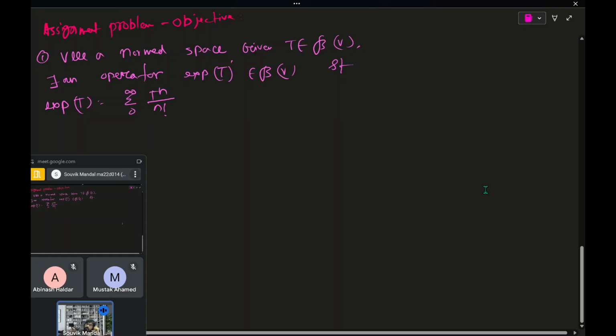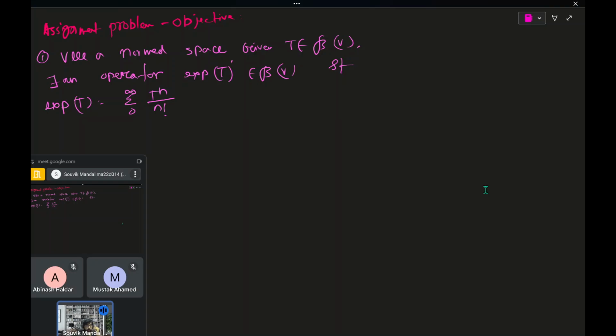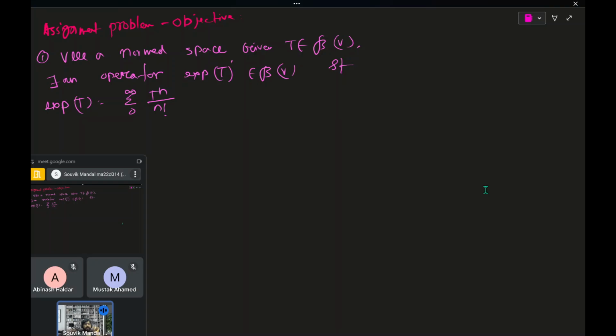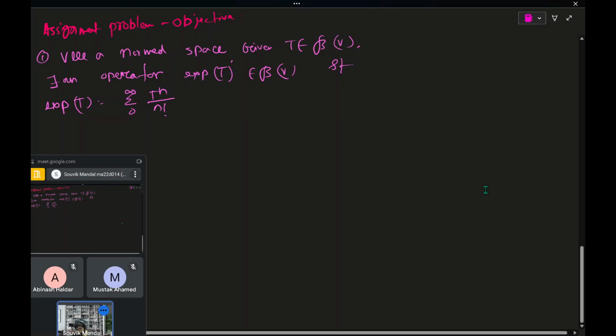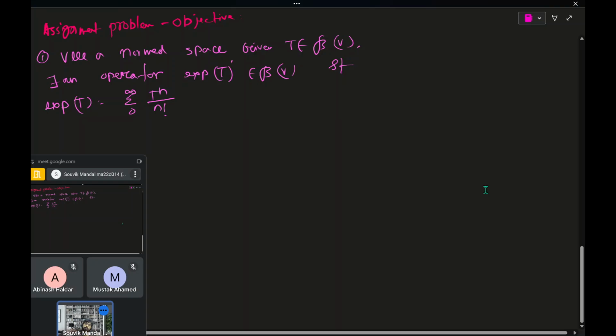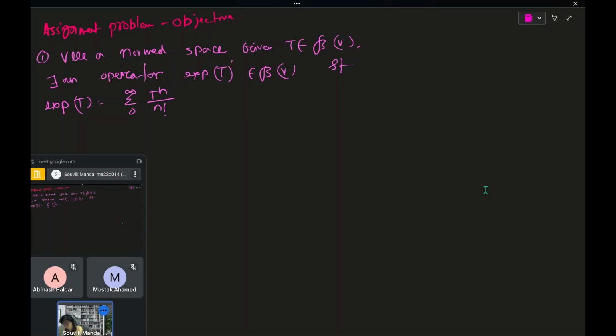So what is the data given? V is a normed space and we have a bounded linear operator T over V. Now we need to show that there exists some operator which is also bounded linear such that the operator is equal to the summation from 0 to infinity of T to the power n by factorial n. First think about it, or well, let me give some hint.